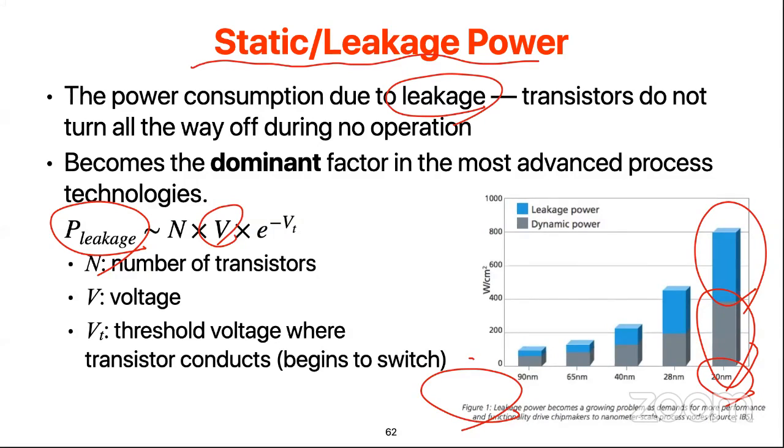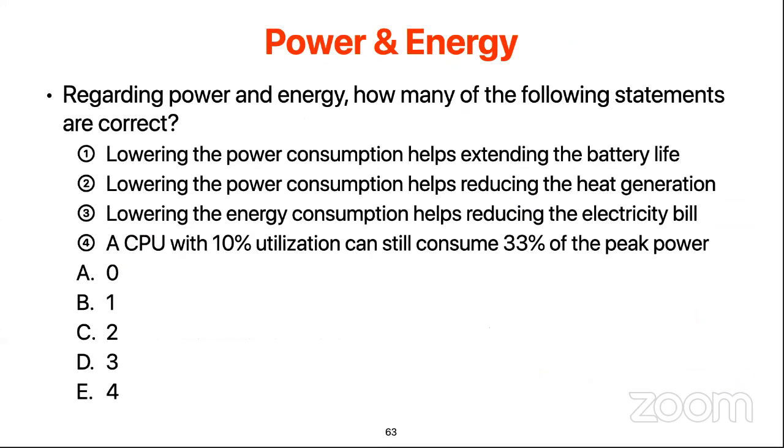All right. So do you agree with that? Answer is 3 now. Yeah, because of the leakage, it's still using a significant amount of power, even when it's at 10% of its utilization. Right. Okay. Thank you. It's very good.